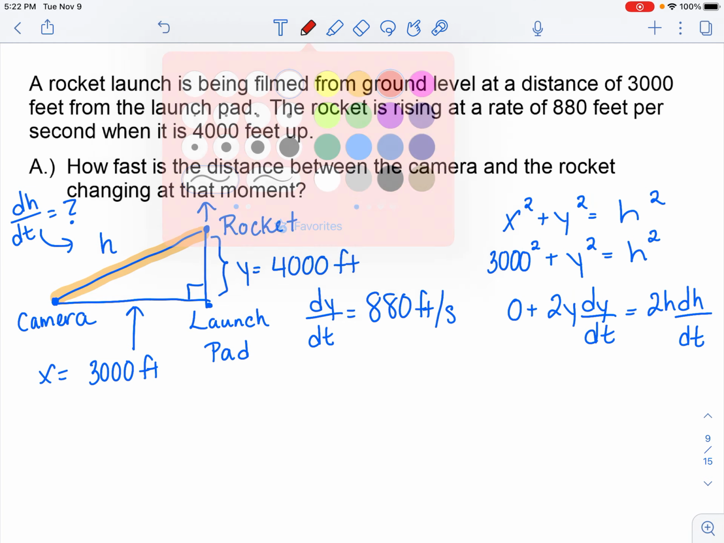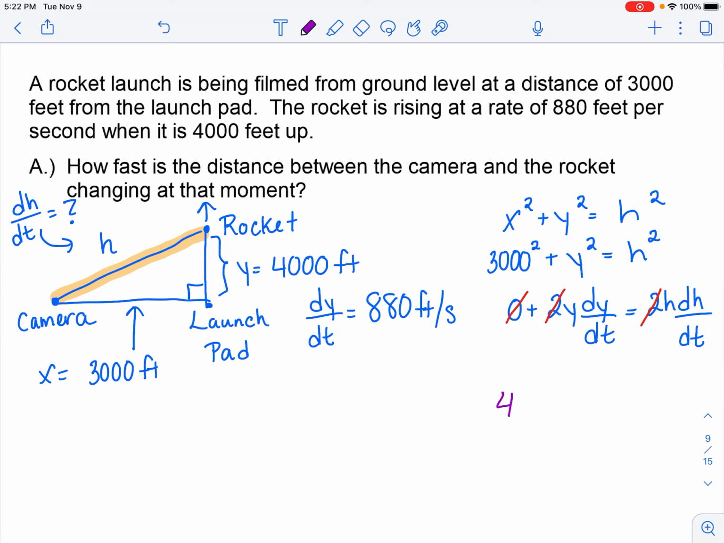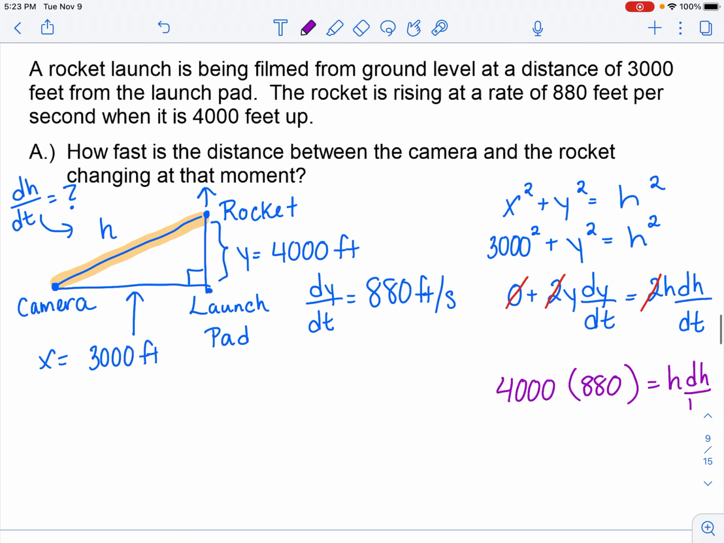We know from previous problems that we can go ahead and get rid of those 2's if we want, and that 0 is also irrelevant. And we can start plugging in the numbers that we know. So we know that y is going to be 4,000 feet at that particular moment in time. We know the rate for dy/dt is 880 feet per second. And then h we don't know, and dh/dt we don't know. So those are going to be the two things that we need to figure out.